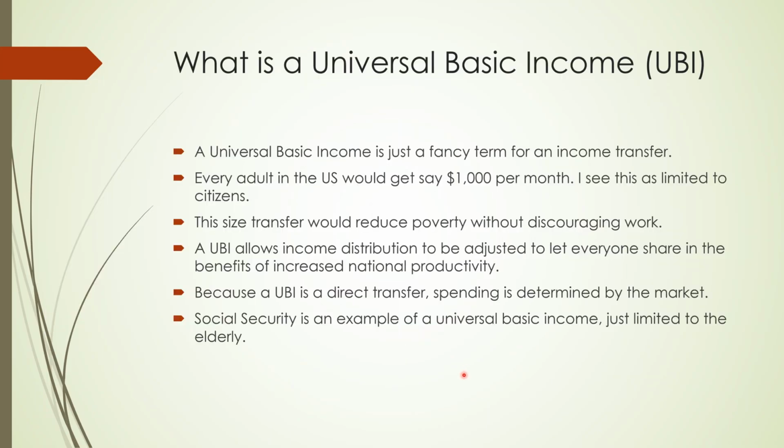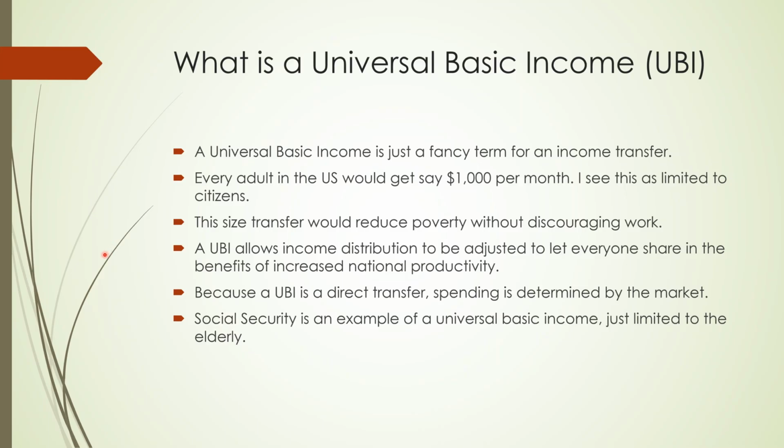What is a universal basic income? A universal basic income is just a fancy term for an income transfer. Every adult in the United States would get, say, $1,000 a month. I see this as limited to citizens. This size transfer would reduce poverty without discouraging work.